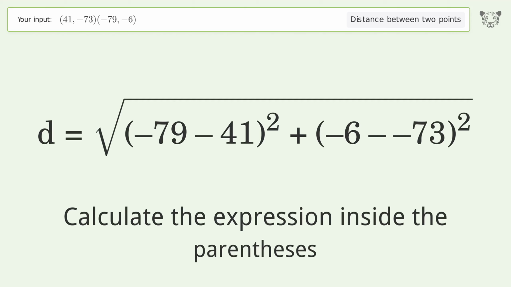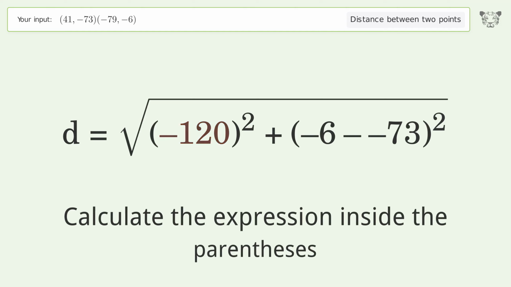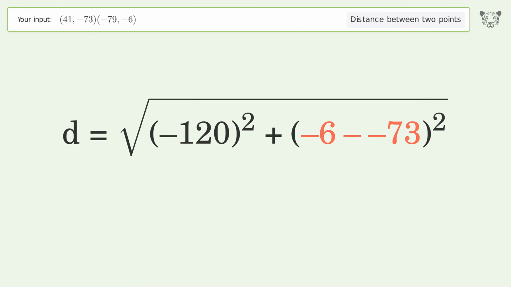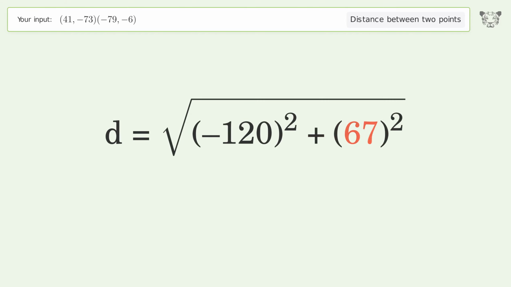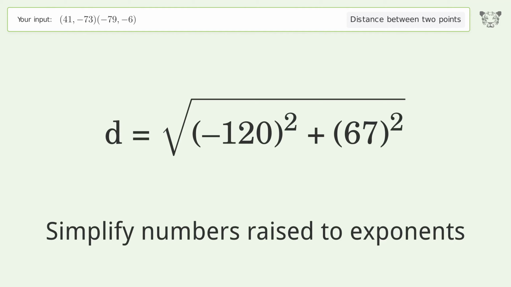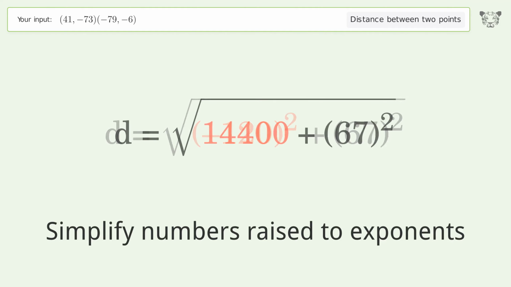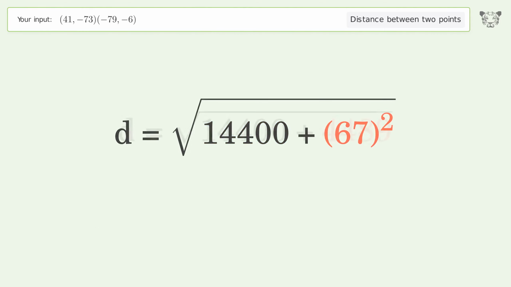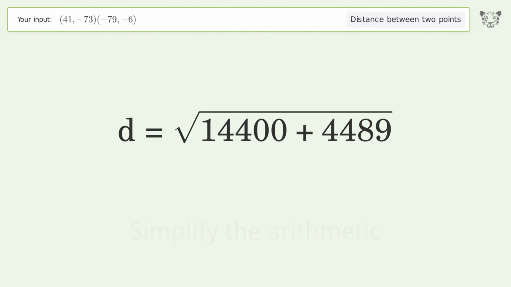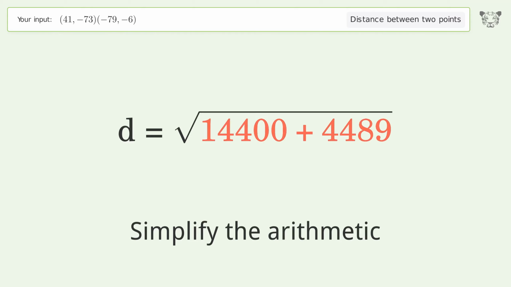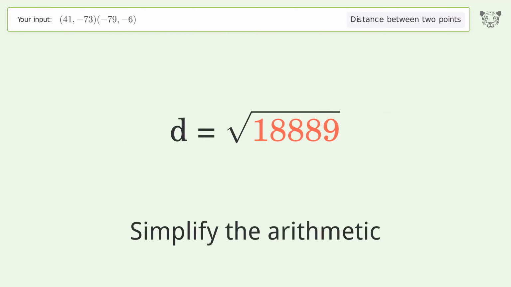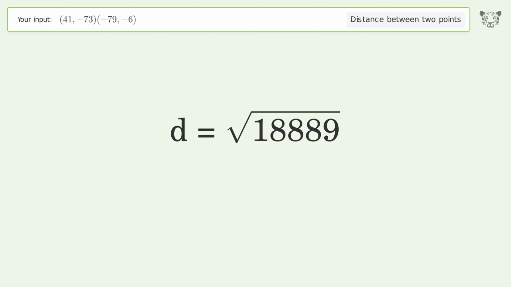Calculate the expression inside the parentheses. Simplify numbers raised to exponents. Simplify the arithmetic. And so the distance between the 2 points is the square root of 18,889 or 137.437.